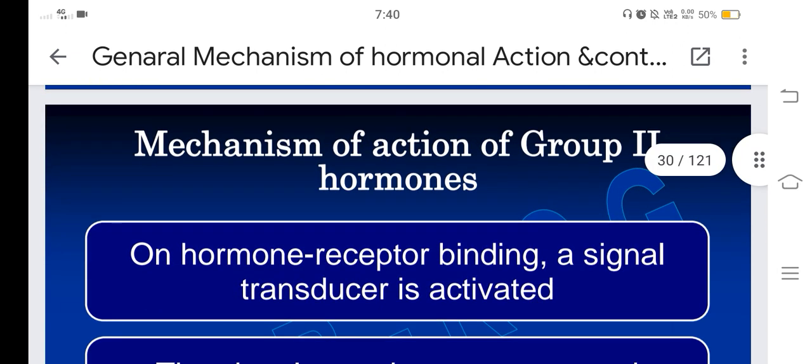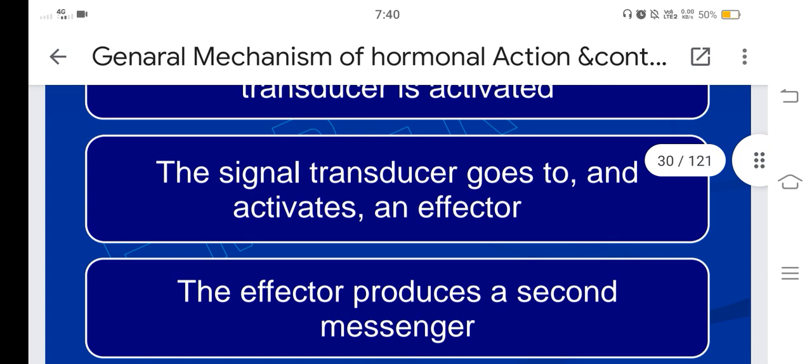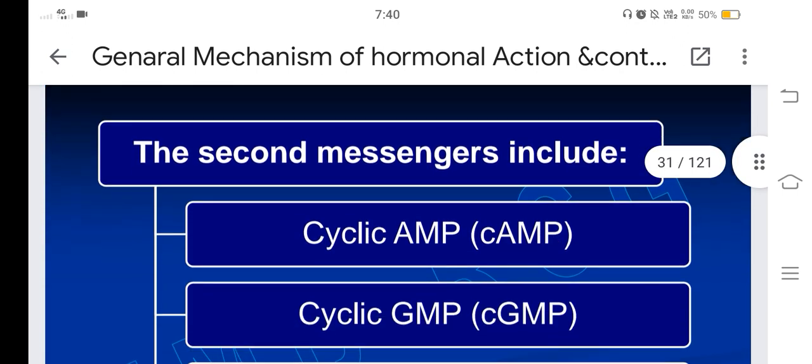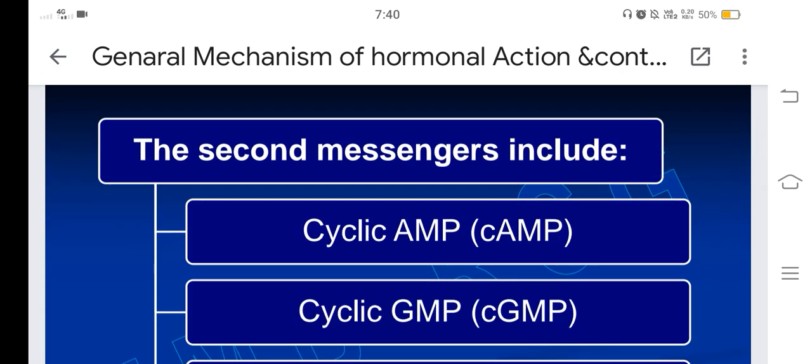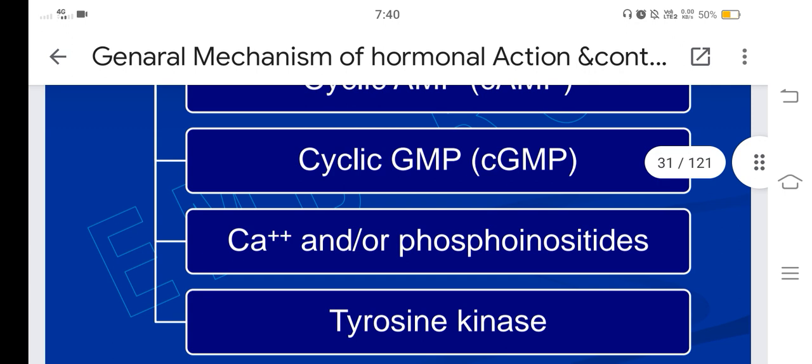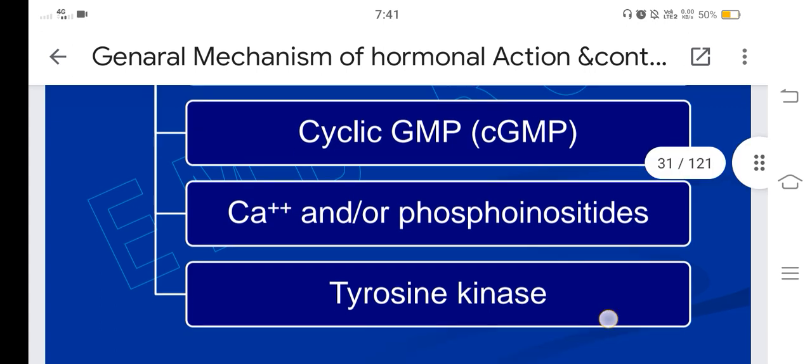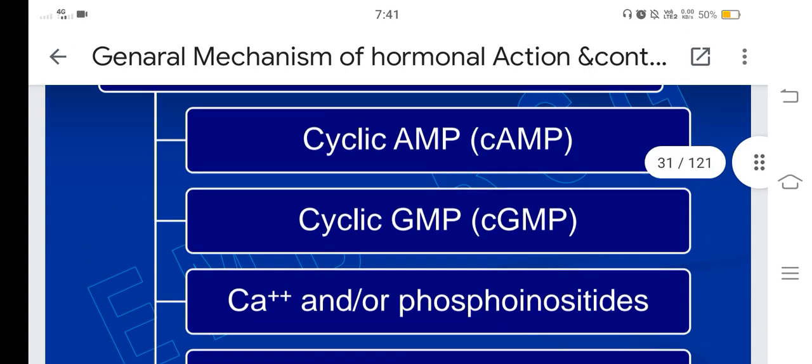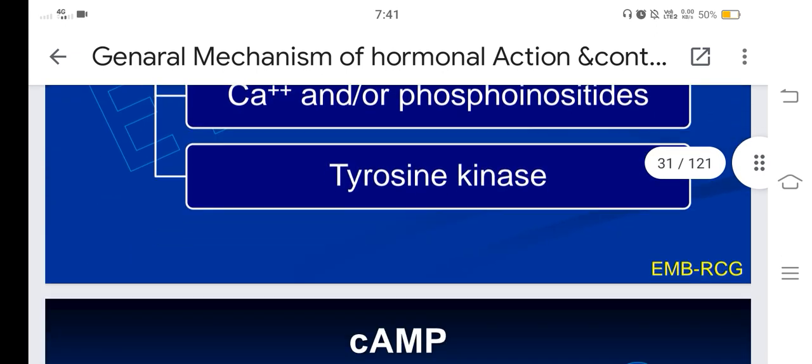Then mechanism of action of group 2 hormones. On hormone receptor binding, a signal transducer is activated. The signal transducer goes to and activates an effector. The effector produces a second messenger. Second messengers include cyclic AMP, cyclic GMP, Ca2+, phosphoinositides, then tyrosine kinase. These are examples of second messengers.